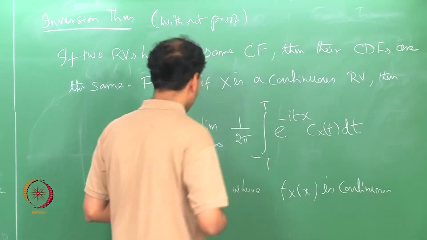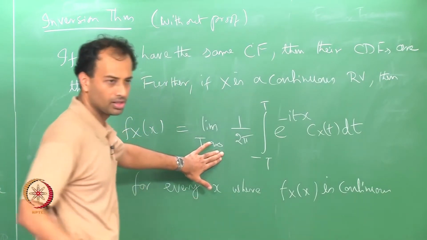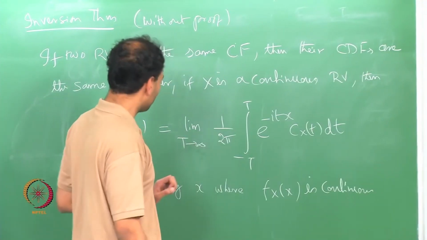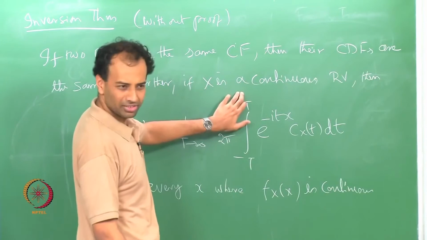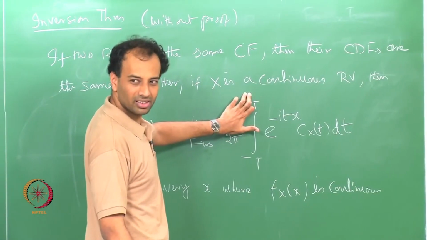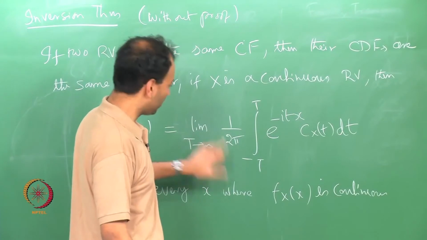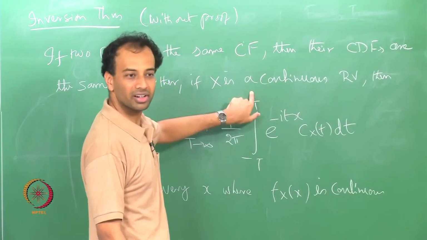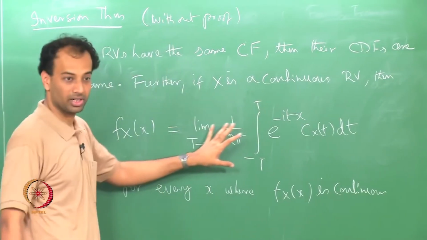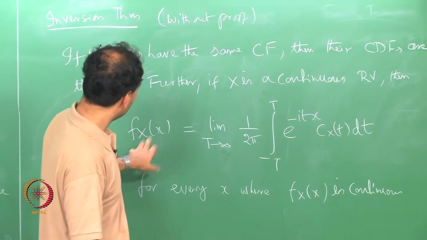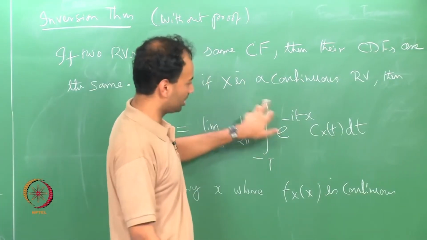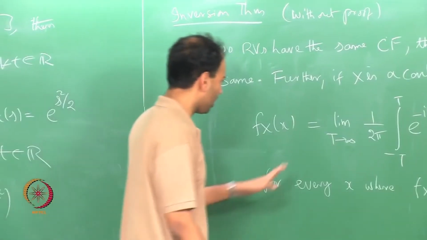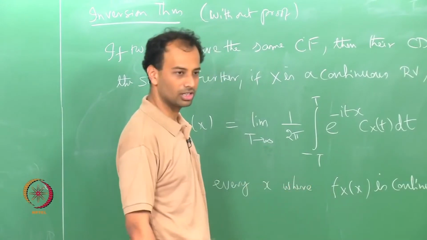So this is like the Fourier transform inversion, except for the Fourier transform inversion you are used to writing integral minus infinity to infinity. It is not quite the same as saying the limit t tending to infinity of minus t to t. That is because if you write minus infinity to infinity, these two limits can go at different rates. But this is the correct statement. So, you have limit t tending to infinity 1 by 2 pi integral minus t to t e power minus i t x Cx of t dt. So, this holds where f x is continuous.